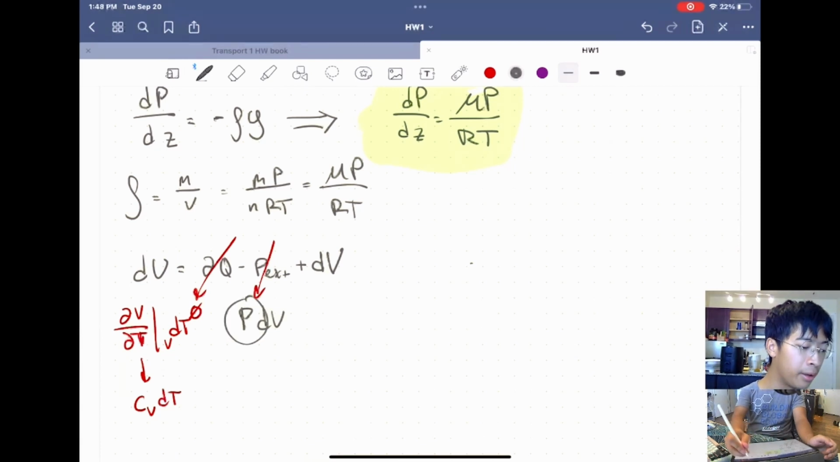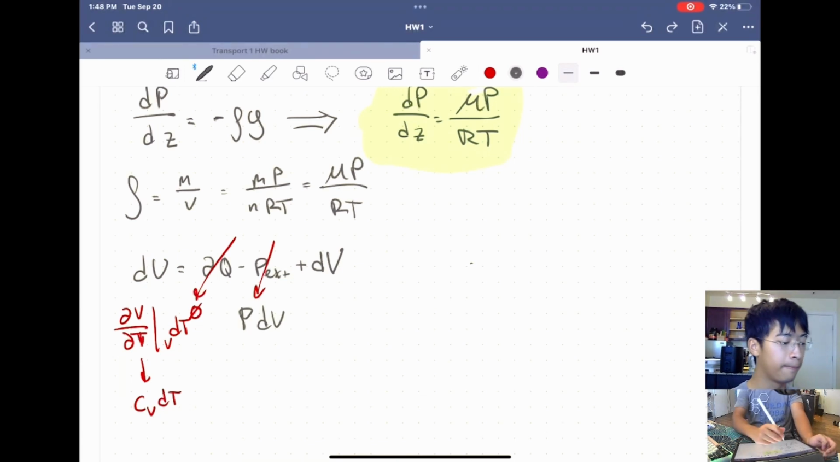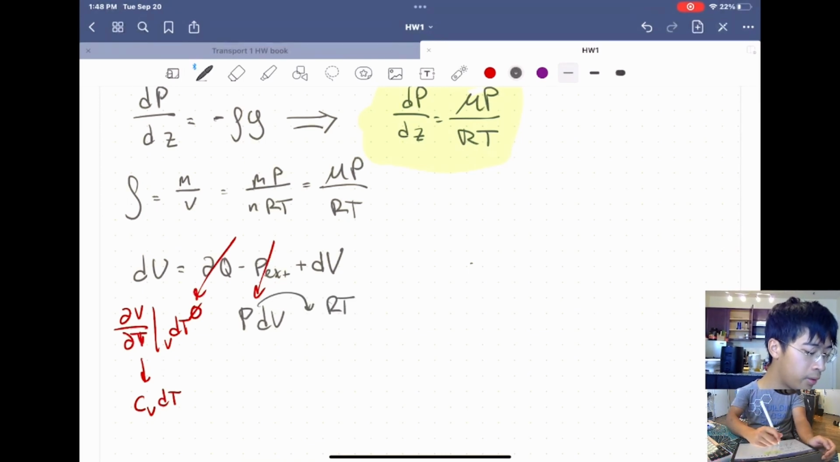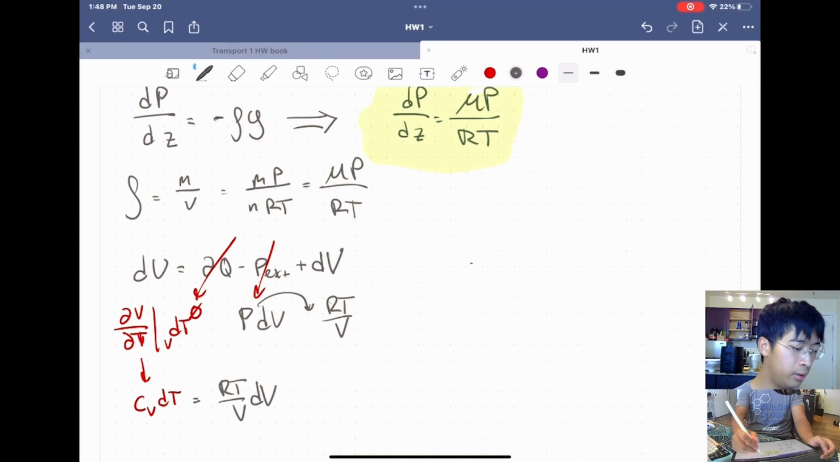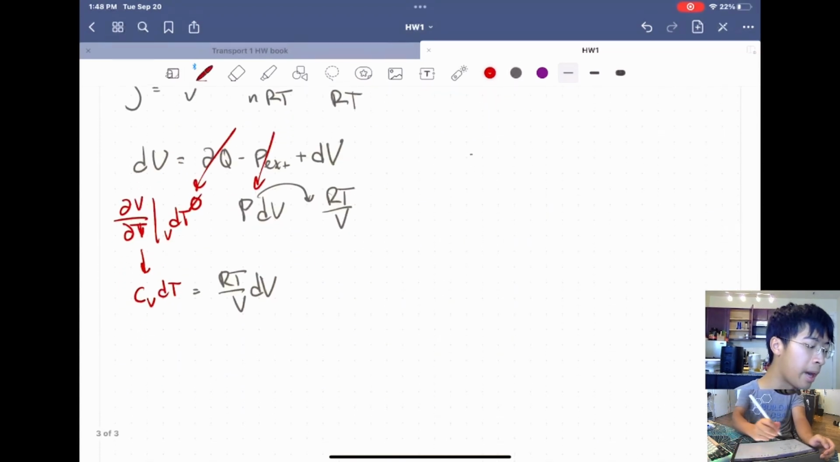Now, we still have P here. We need to change it to the other variables of an ideal gas, and we do that by the ideal gas law. For the ideal gas law, for specific volume, which is what V is in the first law of thermodynamics, P is equal to RT over V. Okay, so now what do we have? We have CV dT is equal to negative RT over V dV. We have a separable differential equation. We gather up our independent variables.